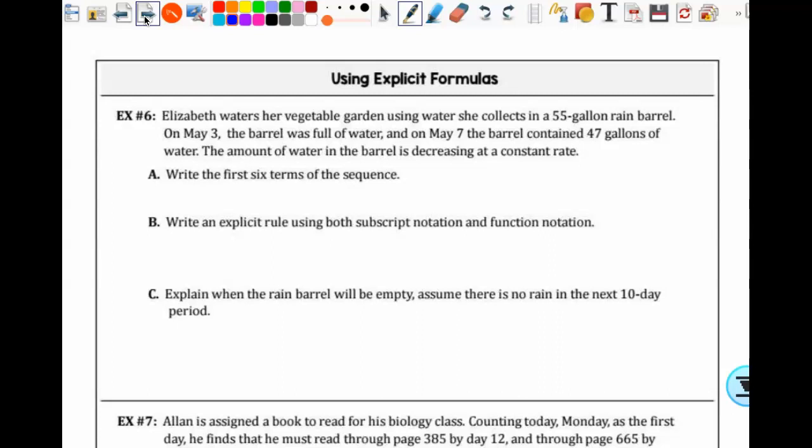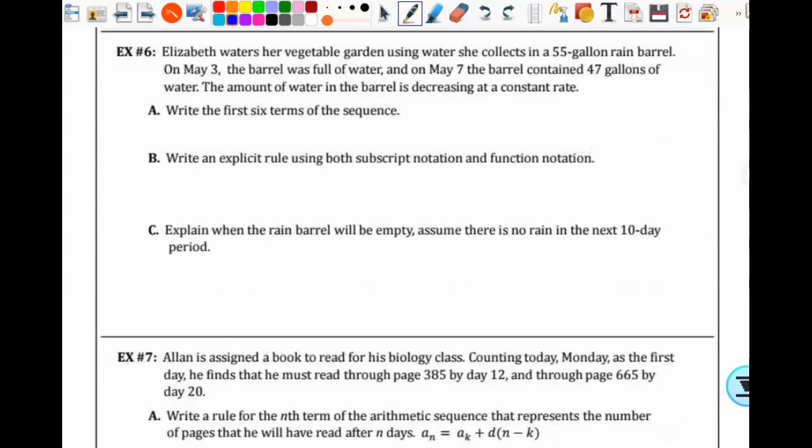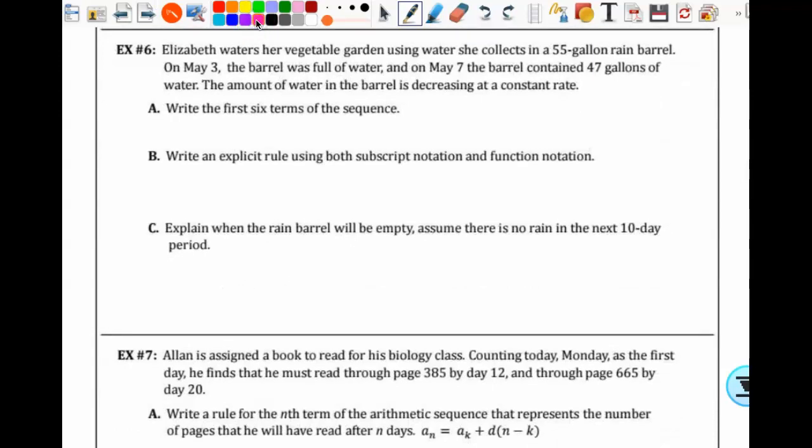Alrighty, so Elizabeth waters her vegetable garden using water she collects in a 55-gallon rain barrel. I feel like this 55 gallons is probably going to be important. On May 3rd, the barrel was full of water. So that's before we ever even start, right? That's like your y-intercept, our a sub 0. Since it's full, a sub 0 is 55 gallons. Then we're going to move on from there.